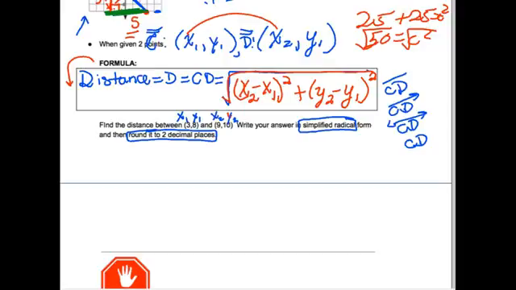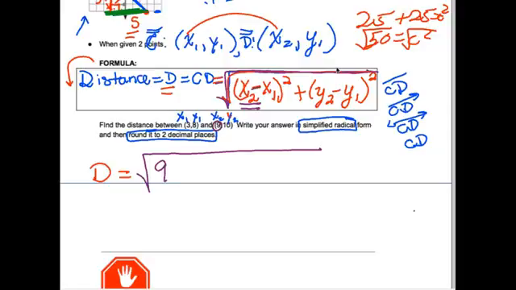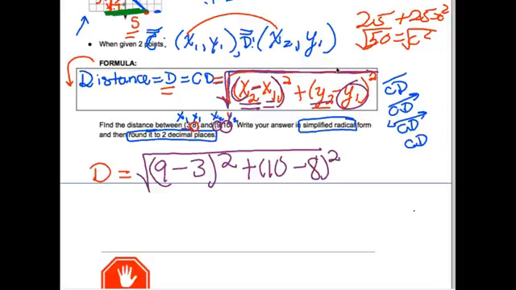What does my formula say? My formula says that the distance between those 2 points is found by taking the square root of x2, 9, minus x1, which is a 3. It's like a map, formulas are just maps, just follow the directions. I'm supposed to group them, square them, and add to it the exact same thing with the y's: y2 minus y1, squared.